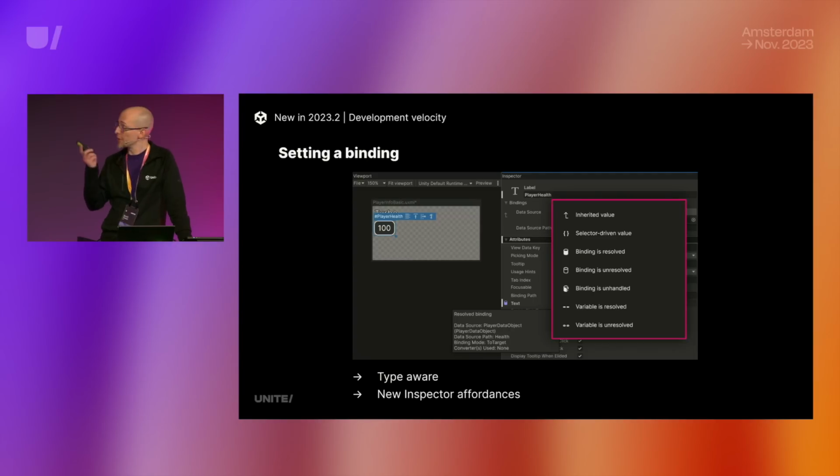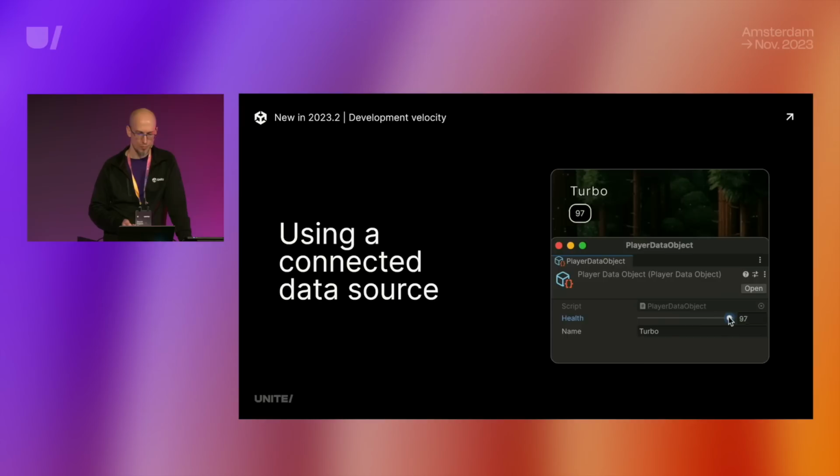We're also using that new affordance for communicating when the value is coming from other sources, such as inherited from a parent, coming from a selector, or a variable. And the tooltip provides very useful information about its origin. So, like I mentioned before, any change to a connected scriptable object data source is immediately reflected in the UI. And that's true for the UI builder or the game view.